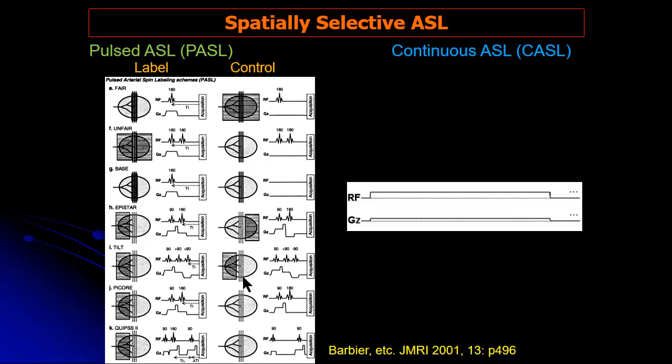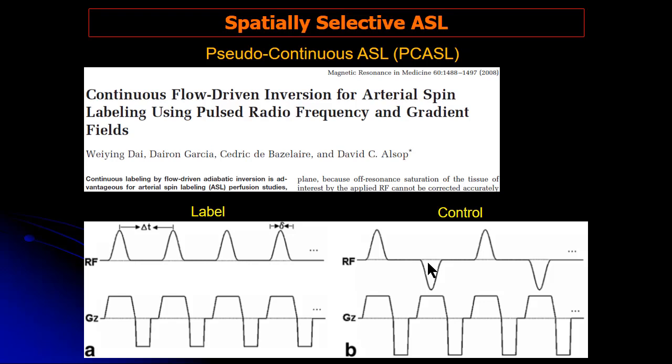Pulsed ASL has many different techniques with different configurations for label and control modules. Continuous ASL has simple continuous RF and gradient waveforms, but it's challenging for the hardware systems. So pseudo-continuous ASL, PCASL, was proposed that applied pulsed RF and gradient fields and allowed it to be implemented on modern clinical scanners.